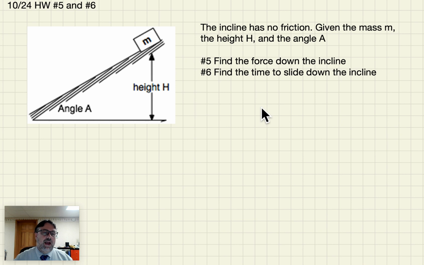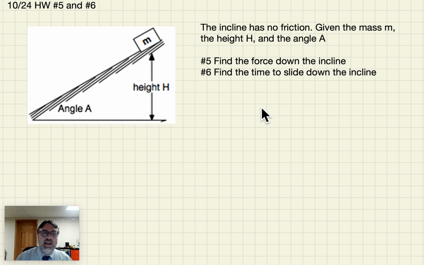Hi, everyone. A couple of you came by this afternoon to talk about this incline problem. So I thought I'd try to put together a quick video just going over how to set up the solutions to question number 5 and number 6 on the homework. In number 5, you're trying to find the force acting on this block as it slides down the incline. There is no friction on the incline. We're given the mass, the height of the incline, as well as the angle.